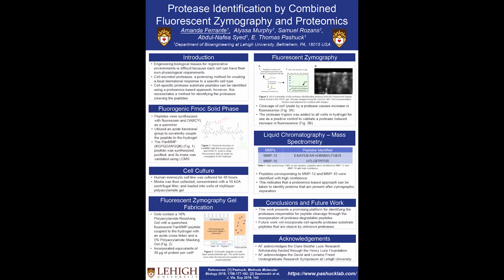The Poshuk lab is interested in making a biomaterial that can discriminate based on different cell types by taking advantage of these cell-secreted proteases. On a smaller scale, though, we are working to set up a workflow in which a proteomics-based technique is used to detect peptide sequences that are cleaved by individual cell types and the proteases that are responsible for these cleavages.